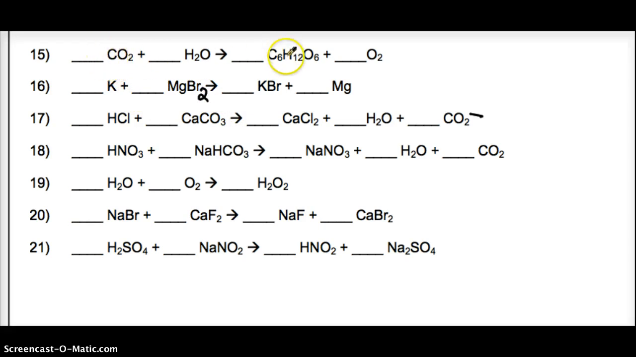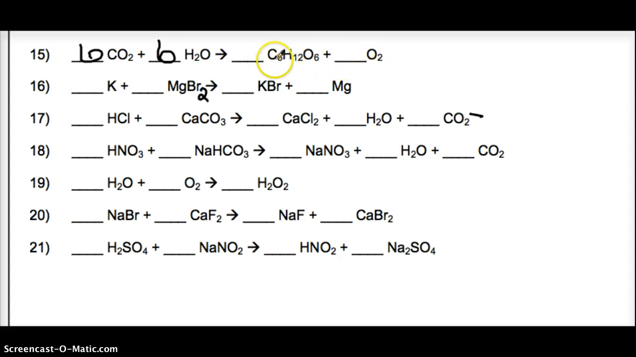We've got 1 carbon, 6 carbons. So I'm going to come over here and make this a 6. Okay. I'm going to go hydrogen next. I'm going to save the oxygens for last. So hydrogen, there's 2 on the reactant side, and there's 12 on the product side. So I'm going to come over here, put a 6. That gives me 6 times 2 is 12. Okay. All right, oxygen on the reactant side. I've got 6 times 2 is 12 plus 6. There's 18 over here. This side, there's 8.